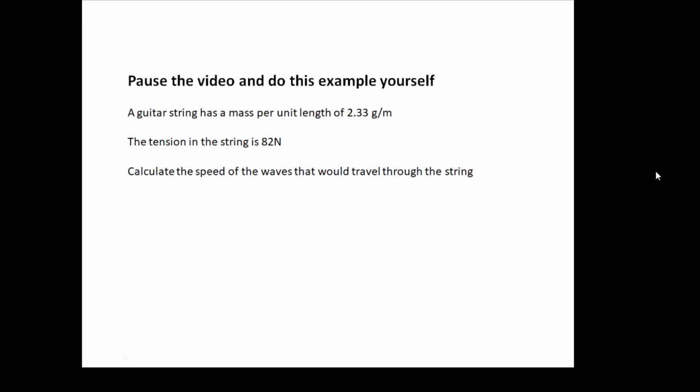Here's a sum for you to do, and the answer is this. Okay, note that this time I had to say 2.33 times 10 to the minus 3 because they gave me the mass per unit length in grams per meter, which is very sneaky. Okay, and the answer is 188 meters per second.